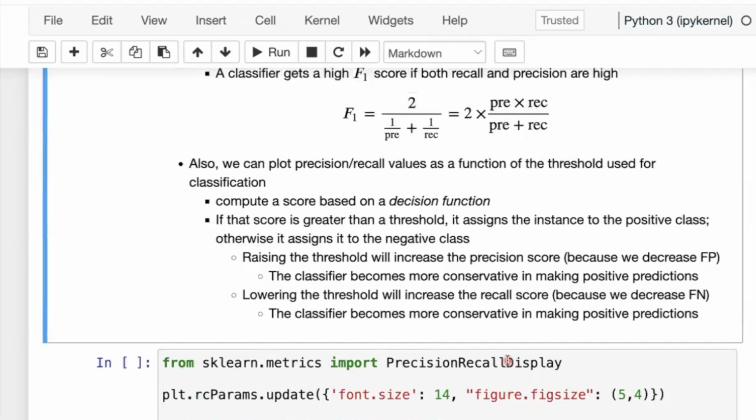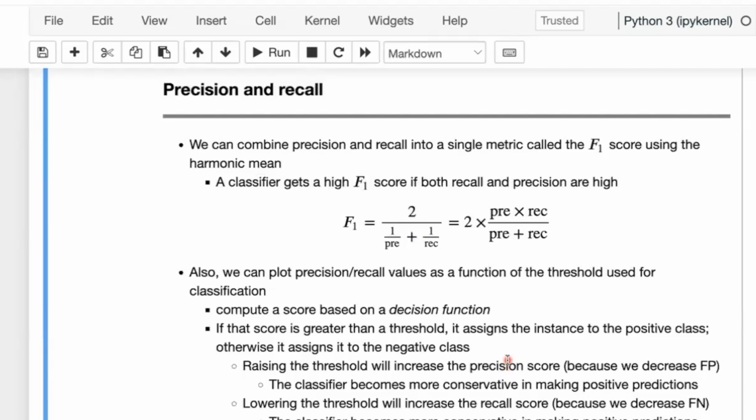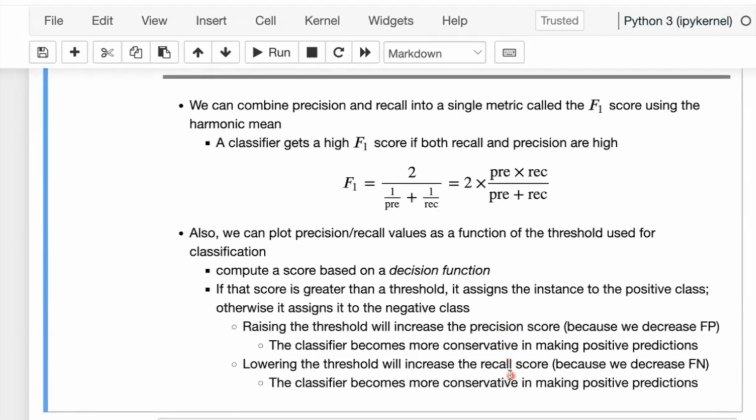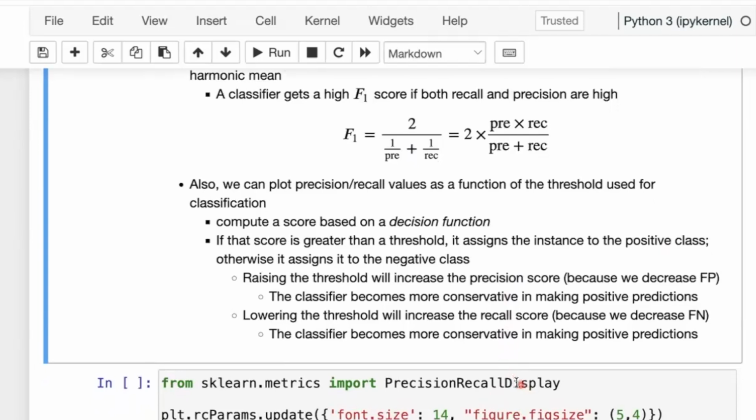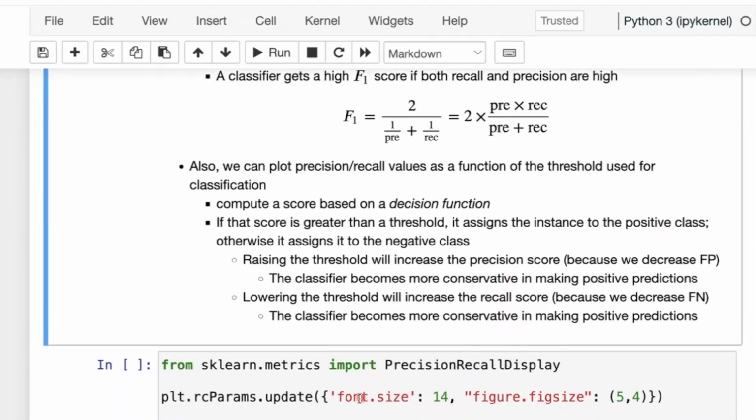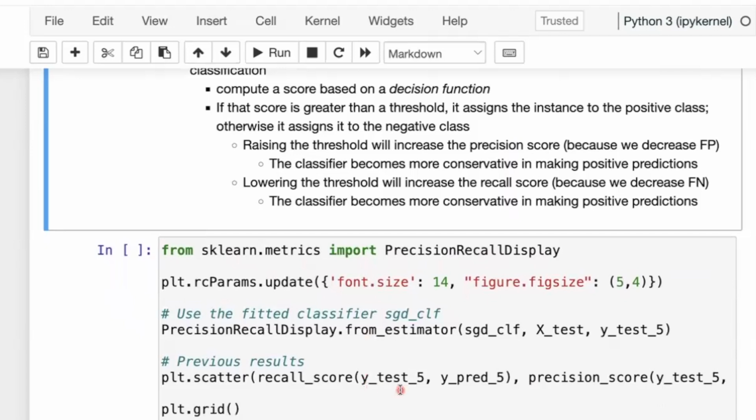So that's the idea behind precision and recall, that we can change the threshold that we use for distinguishing between positive and negative classes, and we can use these to identify trade-offs between the precision and recall score. And the curve that we get is called precision recall curve. Or we can do this using precision recall display in scikit-learn. So let's do this first.